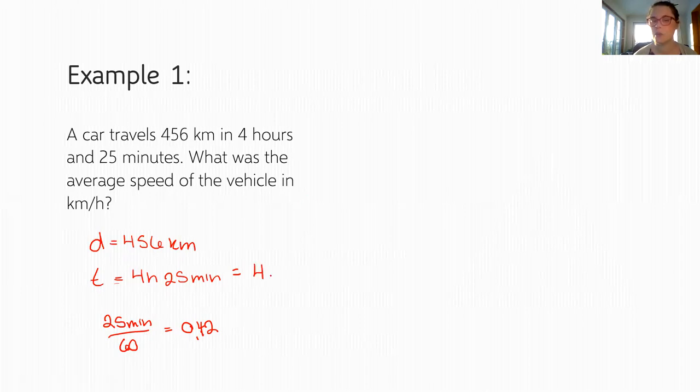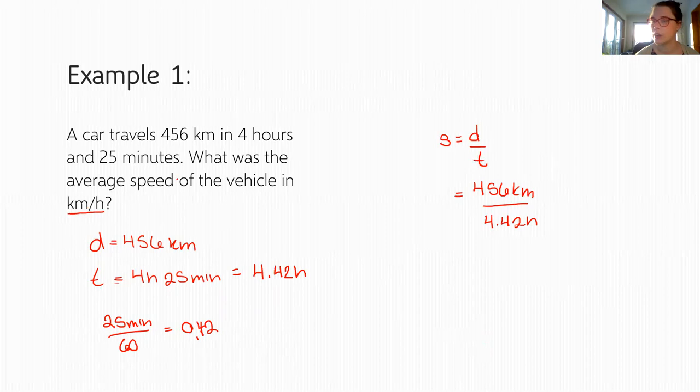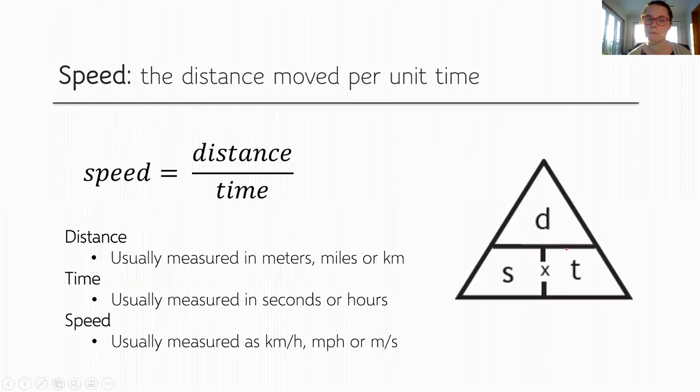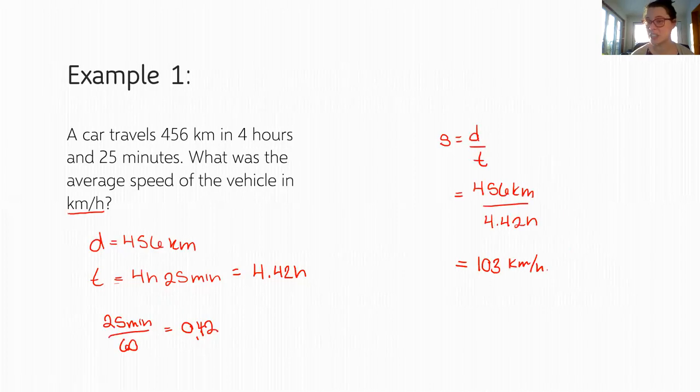So we have 4.42 hours. Now we need our equation. Speed is equal to distance divided by time, which is equal to 456 kilometers divided by 4.42 hours. Notice it's kilometers divided by hour, and over here it was kilometers divided by hour. The units have been matched, which gives us 103 kilometers per hour. It's a nice, easy calculation.